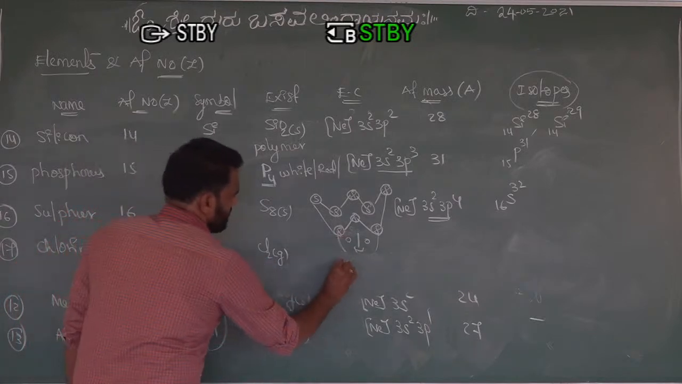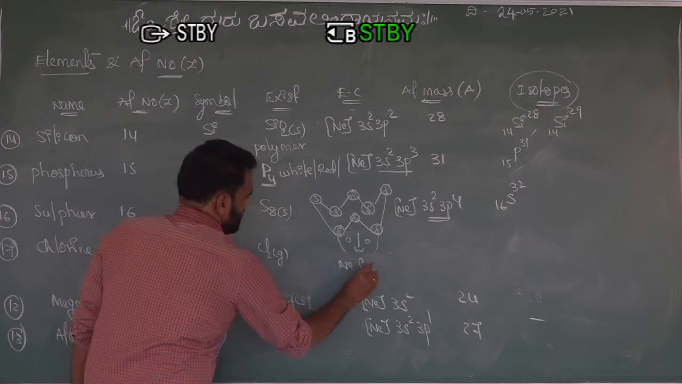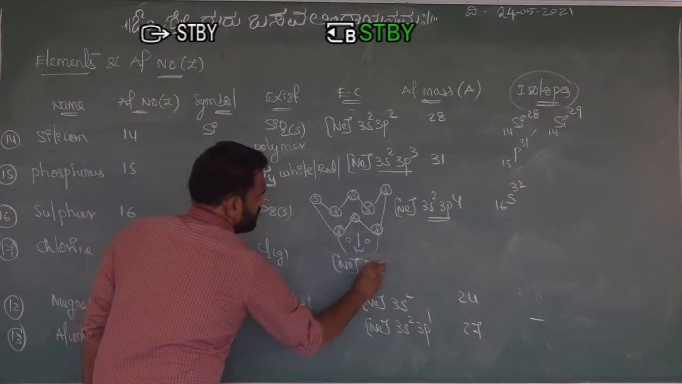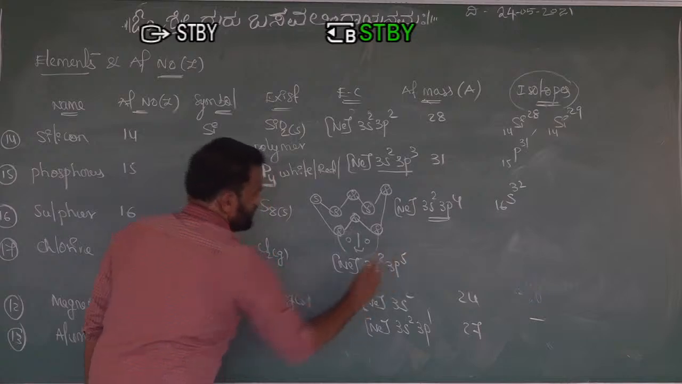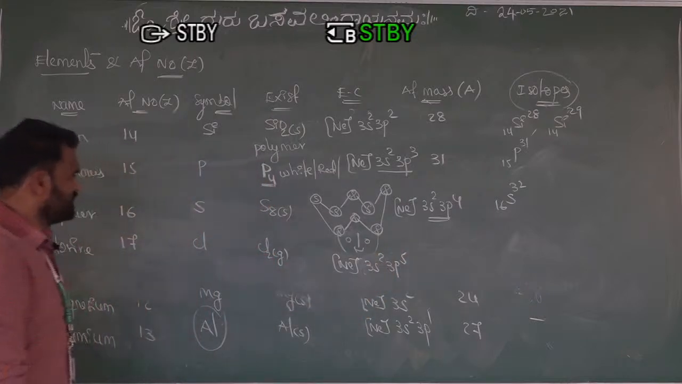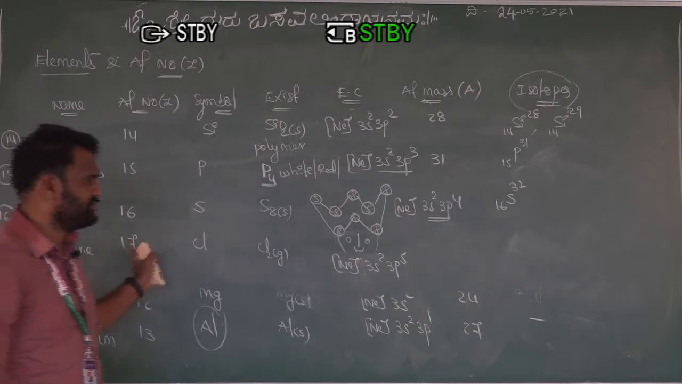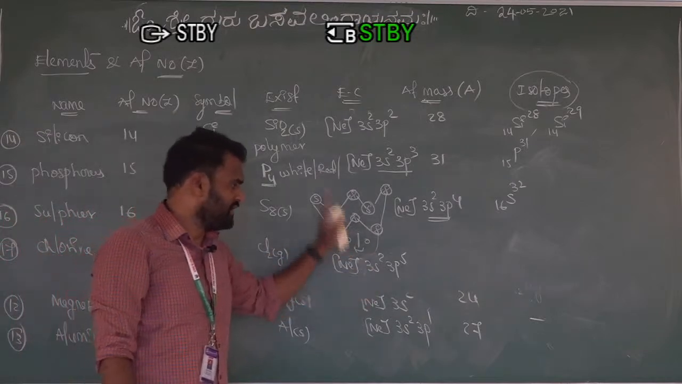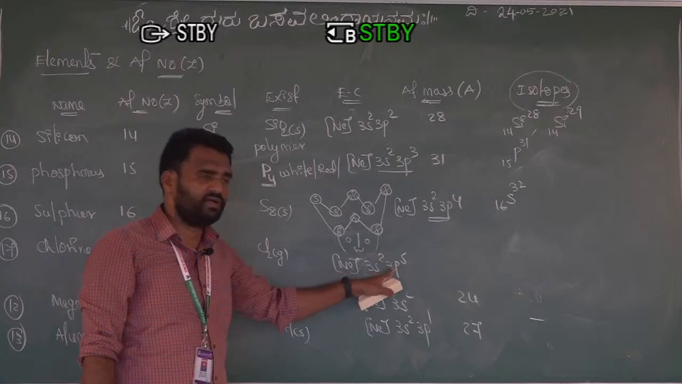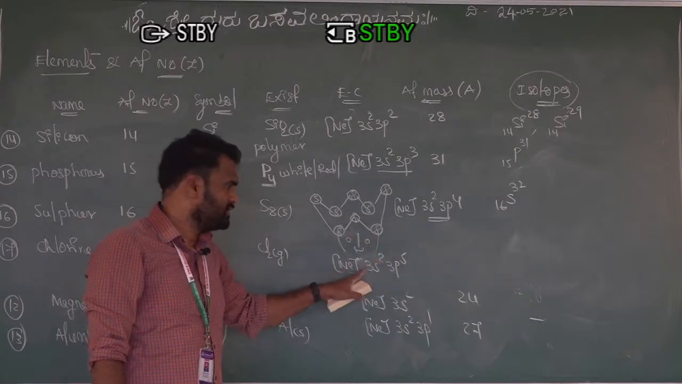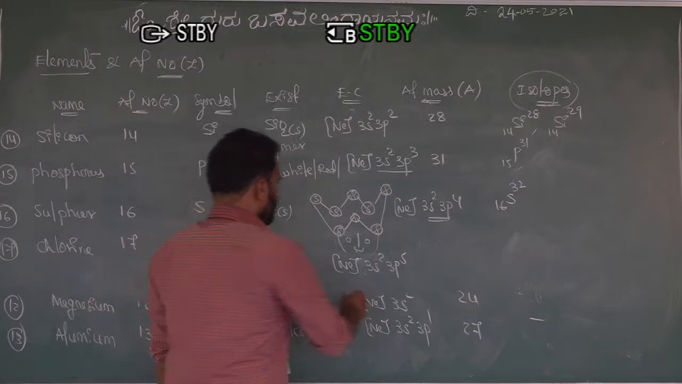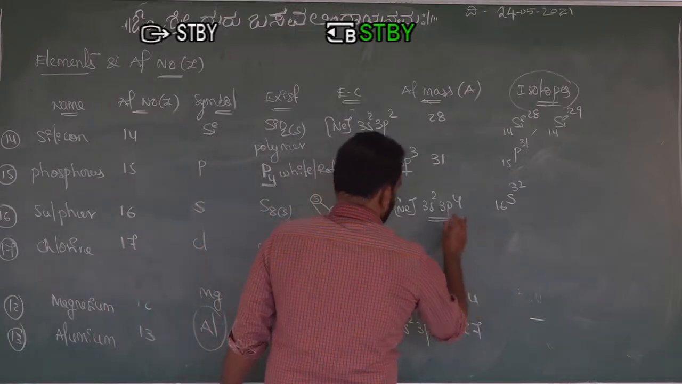Next, if you see the electronic configuration, after neon, what can you write directly here after neon? 3s2 and 3p5. That means chlorine and fluorine both belong to the same group. Here in case of fluorine, 2s2, 2p5. In case of chlorine, 3s2, 3p5.